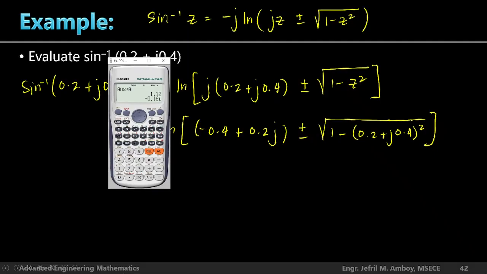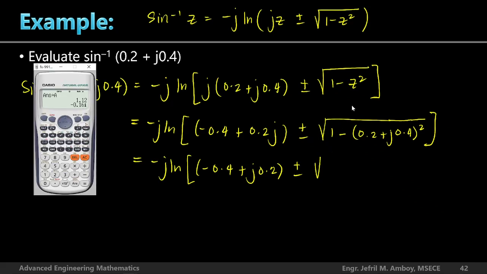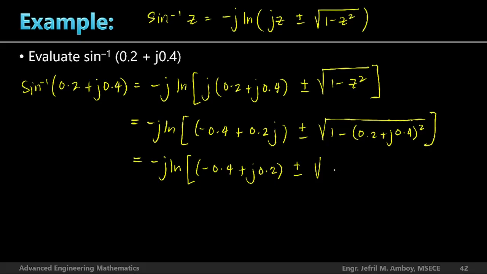Okay? So, kopyahin ko lang ulit ha. Negative j, ln of negative 0.4 plus j 0.2 then plus minus square root of, ano nga yung sagot sa calculator? 1.12 minus j 0.16. Okay.